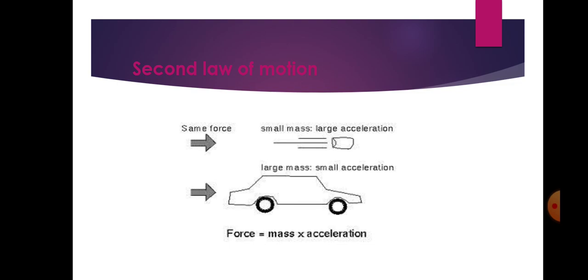It is an example of the second law where the same force is applied on a stone and a car. The stone has smaller mass, so it will produce great acceleration in that object, and the car comparatively has large mass, so there will be small acceleration in the car.